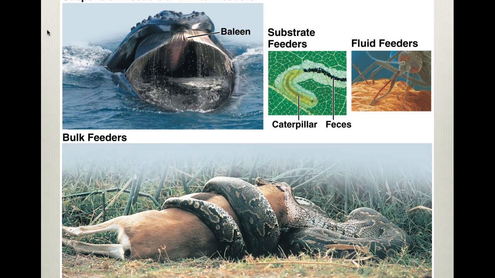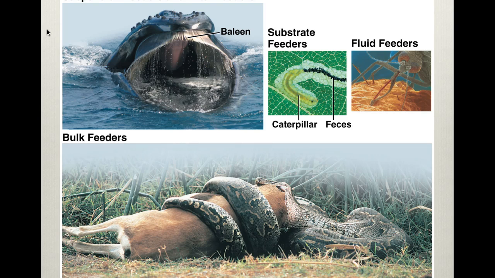There are 4 main categories of the way that animals ingest or feed. One type is a suspension feeder, which is also known as a filter feeder. These animals capture, trap, and filter food from a medium, so something like water. A blue whale is an example. A flamingo is also an example of a filter feeder.